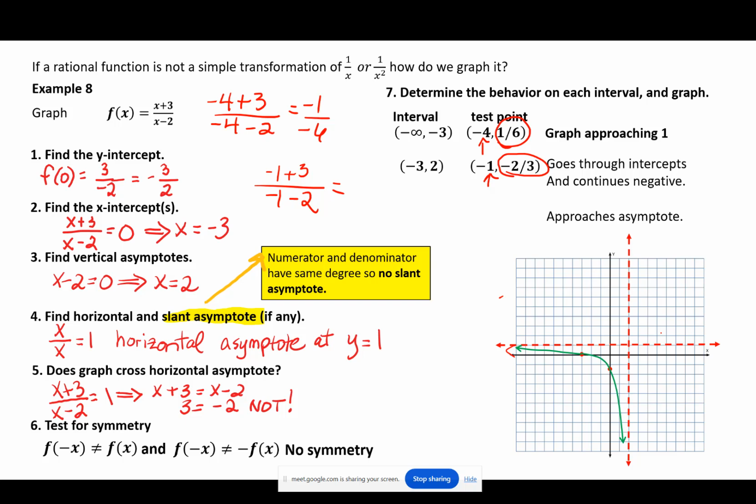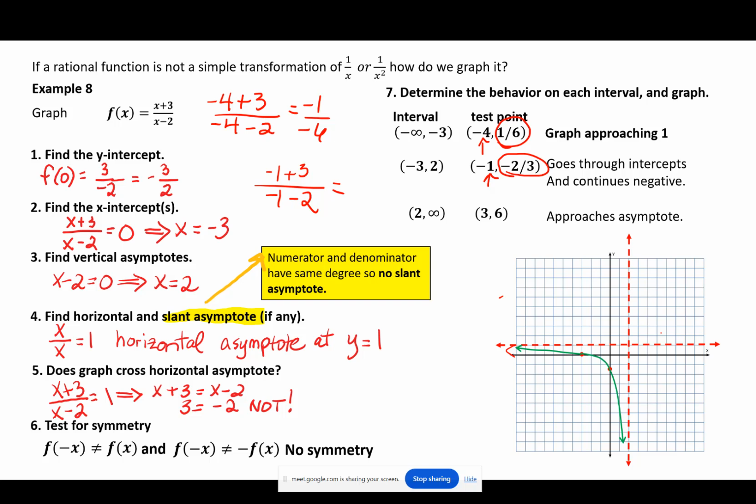Now I only have one more region to check, and that is from 2 to infinity. What's happening on the right side of that vertical asymptote? So I'll try a point. I'm going to try 3. I plug in 3 to the function. That's going to be 3 plus 3 over 3 minus 2, which is 6 over 1, which is 6. So 3, 6, that tells me the function is positive. 6 is positive.